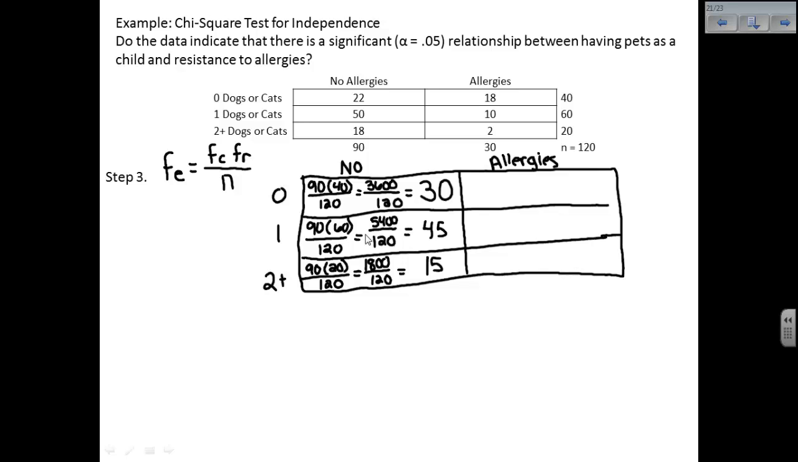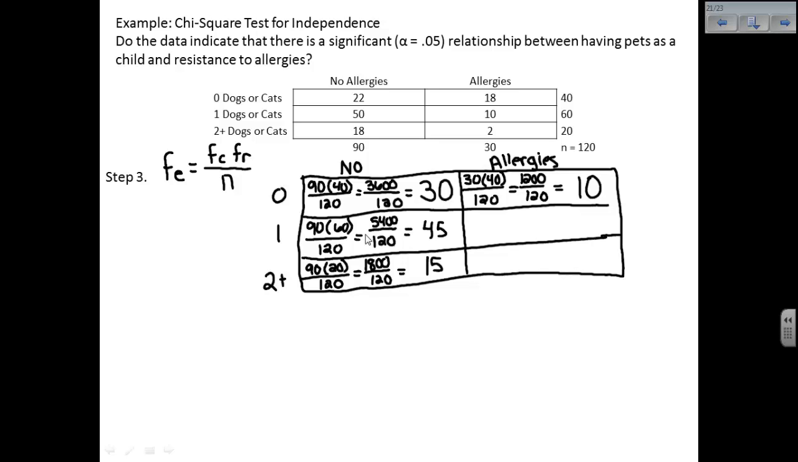Okay, next group. 0 dogs or cats with allergies. So the frequency column here is 30 people with allergies. And the frequency row, number of people with 0 dogs or cats, was 40, divided by the sample size of 120. 30 times 40 gives you 1,200, divided by 120, you get 10.